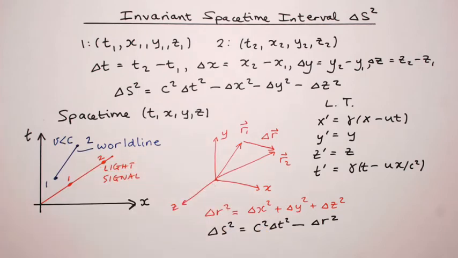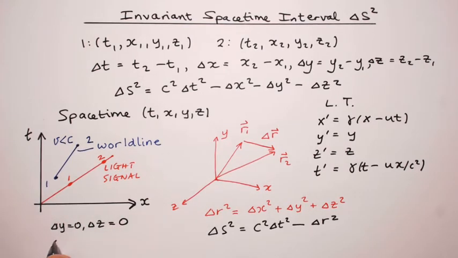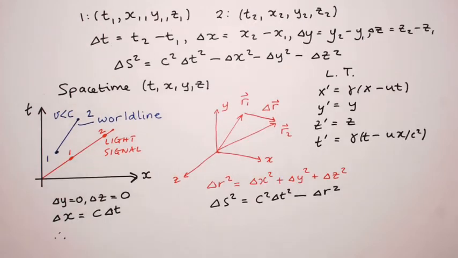For simplicity, let's consider motion along the x-axis, so that delta y equals 0 and delta z equals 0. So delta x equals c delta t is the distance traveled by a light signal during time interval delta t. Then for events connected by the light signal, we have delta s squared equals c squared delta t squared minus delta x squared, which is equal to 0.